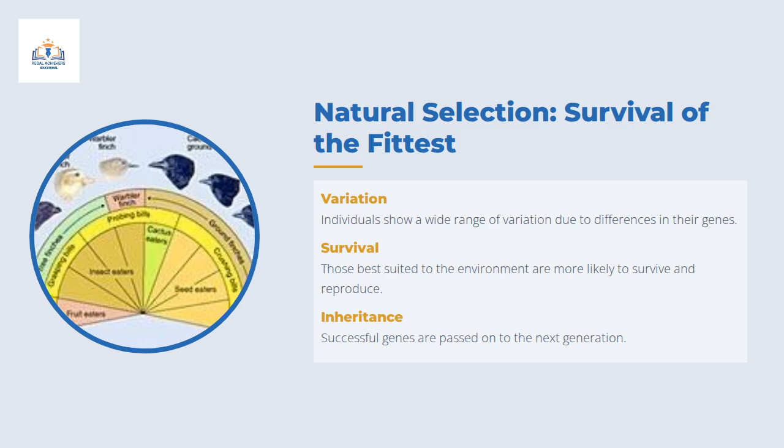Charles Darwin's theory of natural selection explains how evolution happens. First, individuals within a species show variation because of differences in their genes. Those with traits best suited to their environment are more likely to survive and reproduce, a concept known as survival of the fittest. These advantageous genes are then passed on to their offspring.